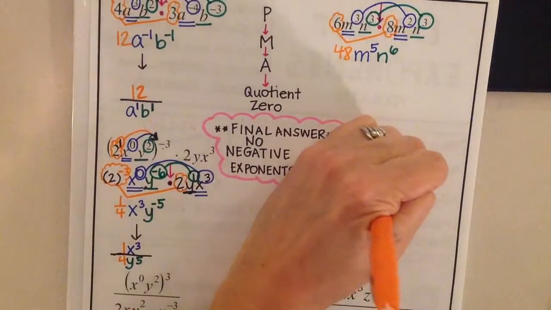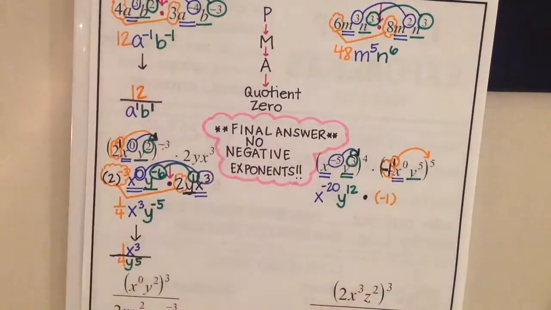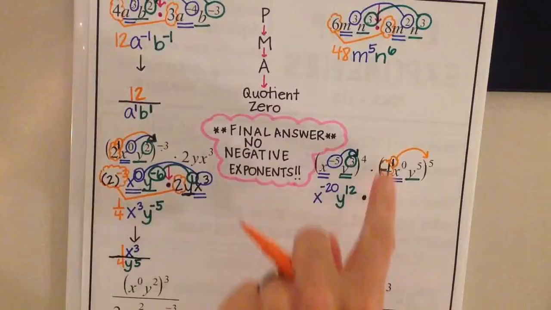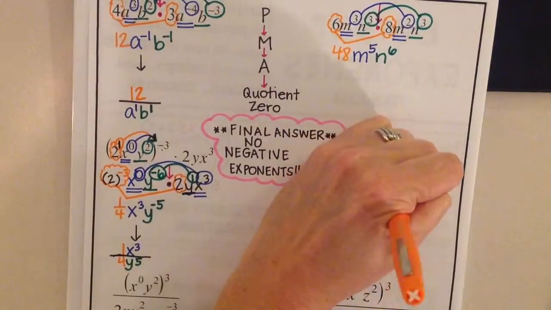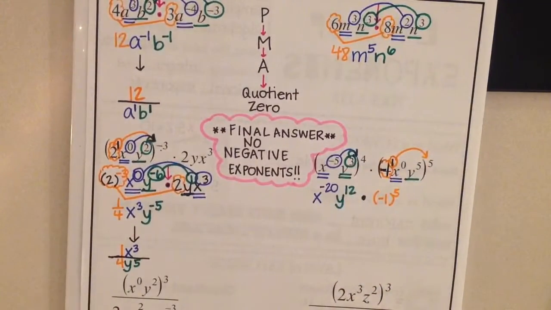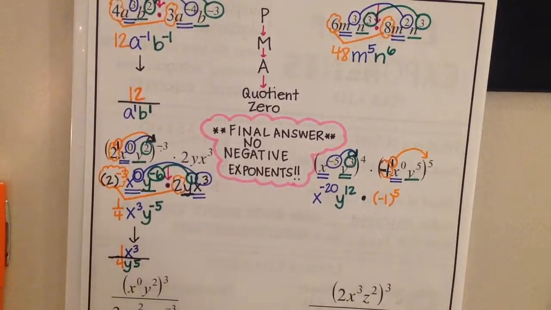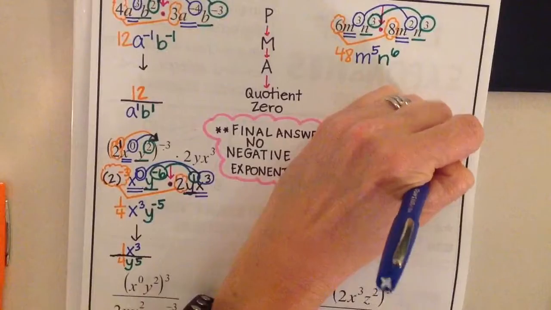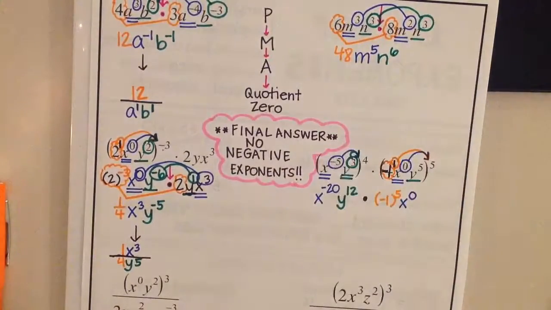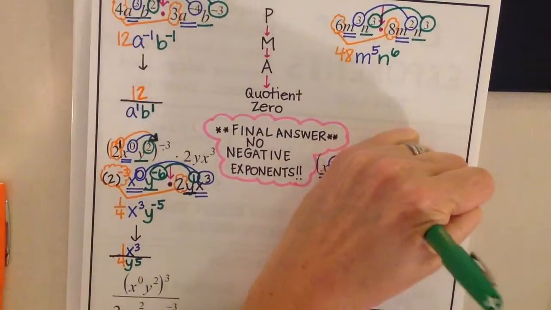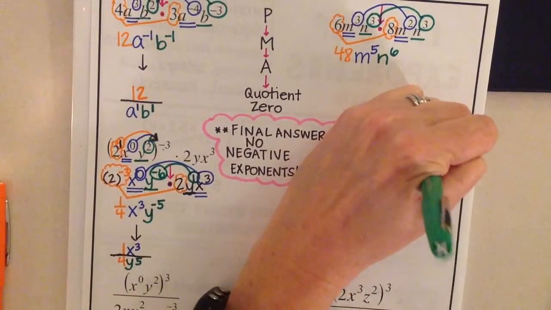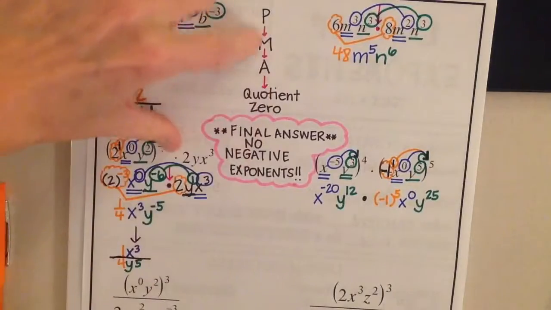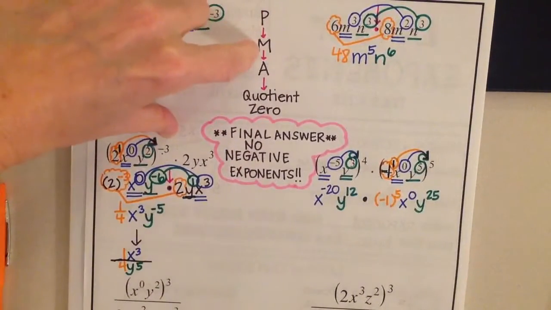So I have a -1, and remember, the number bases that are in parentheses have to stay in parentheses, and then you're going to write the new exponent outside. So 1 times 5 is 5. All right, next base, x. I've got 0 times 5, 0. Next base, y. I've got 5 times 5, 25. Okay, so we've taken care of power to a power, and we've multiplied.